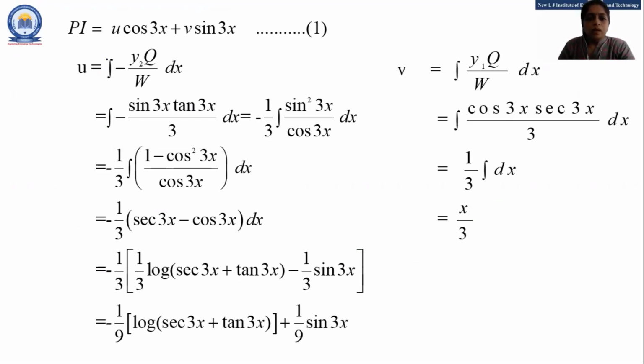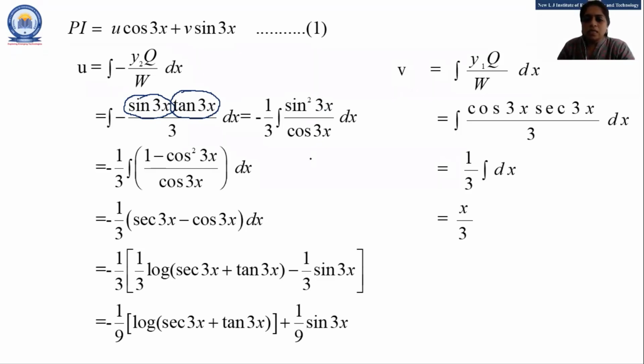Now for u, the integration of minus y2 q upon Wronskian. What is our y2? y2 is sin 3x. What is q? q is the right hand side of the given differential equation, and that is tan 3x. And the Wronskian is 3. So this is minus 1/3, which we put outside the integral. This tan 3x is sine upon cos. So sine into sine is sin square 3x upon cos 3x.